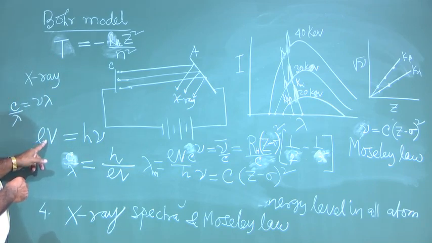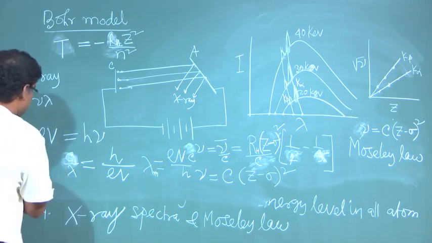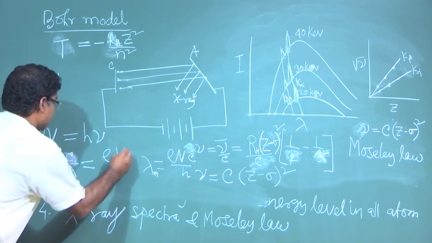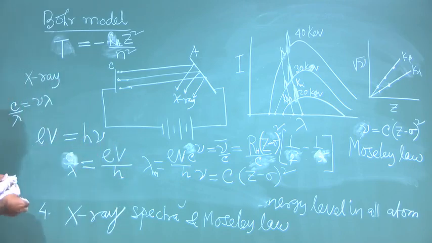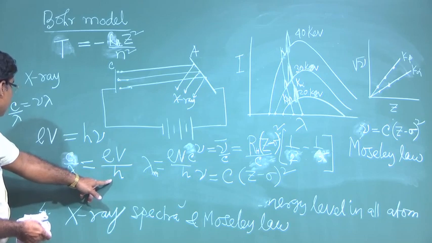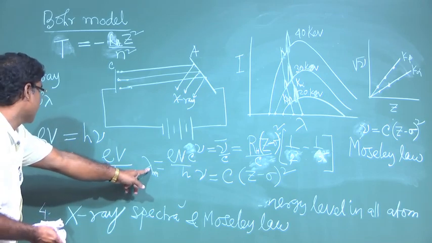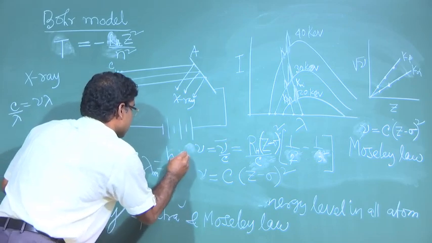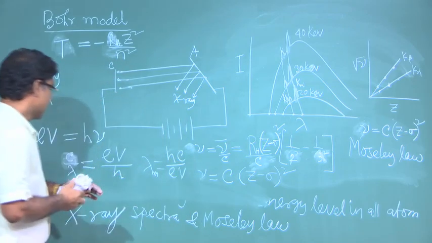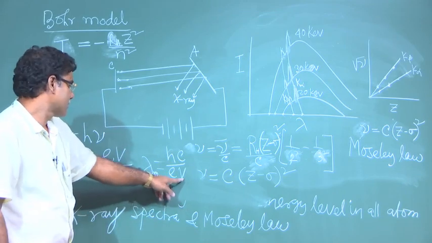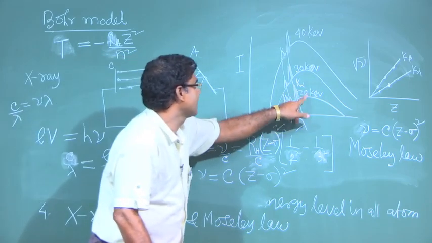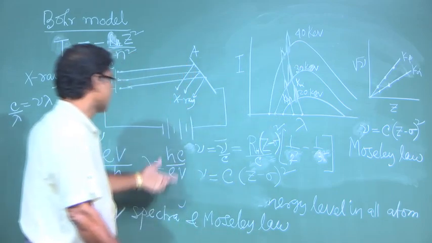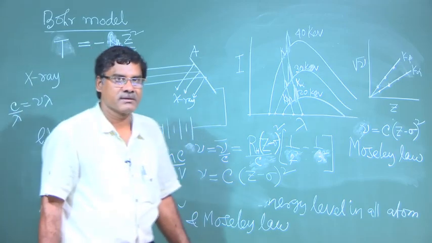Have I made a mistake? Yes, that is the problem. I made a mistake, it has to be just the opposite, nu equals eV by h, which is why my explanation was getting stuck. So with c by lambda, lambda minimum will be hc by eV. Now if the voltage is higher, this lambda will be lower. That is why, as the voltage gets higher, lambda minimum will be lower. So I'll stop here. Thank you.